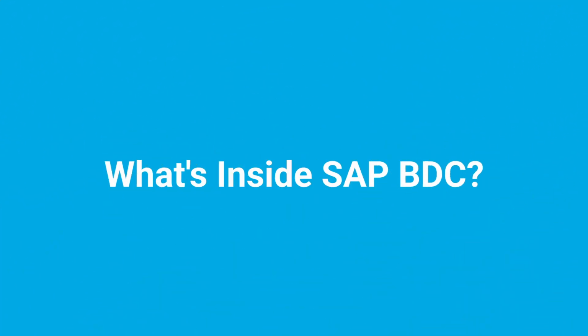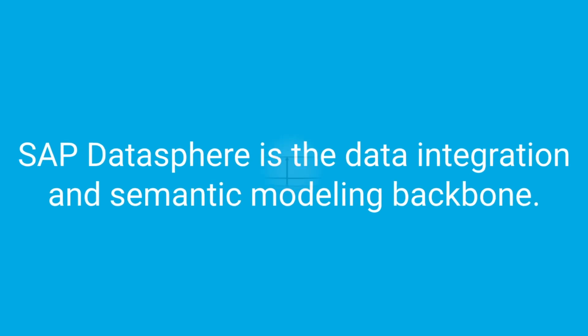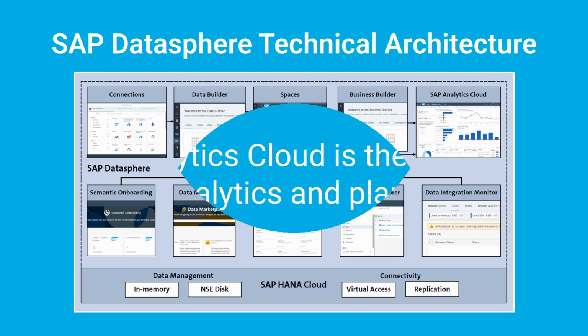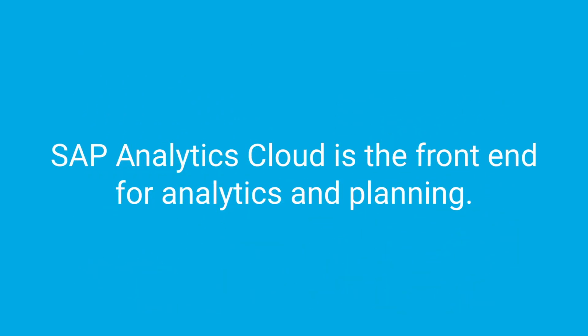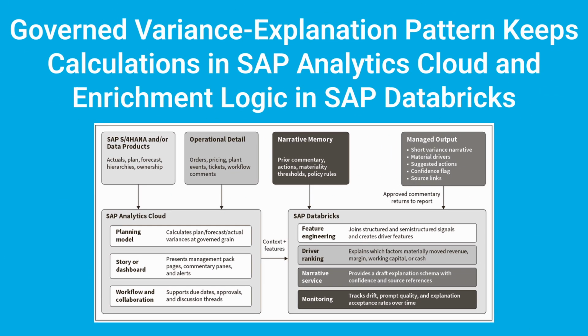Let's break down what SAP BDC actually contains. SAP Datasphere is the data integration and semantic modeling backbone. It connects data from across your landscape, applies business context at the source, and supports live data federation, so teams can access data without always copying it into a separate environment. SAP Analytics Cloud is the front end for analytics and planning. Dashboards, reports, ad hoc analysis, financial and operational planning. This is where business users interact with the insights that SAP BDC generates.